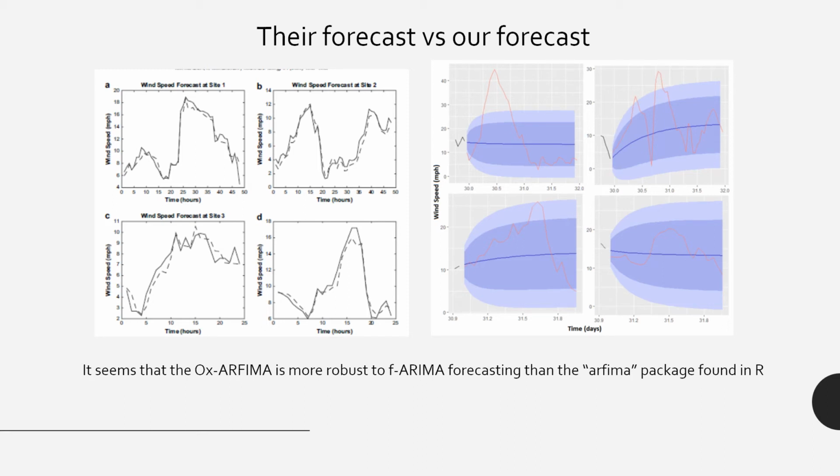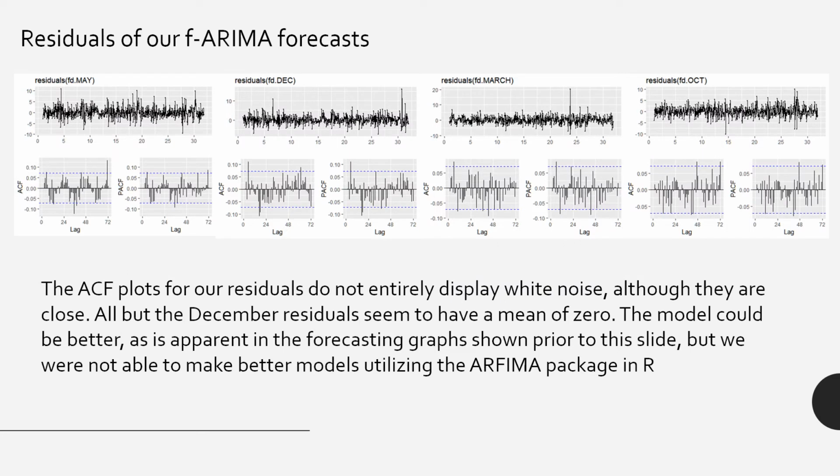We didn't notice a difference in any of the seasons for our forecasting, but again, our forecast was not nearly as strong as the forecast that they found. Since our forecast was so weak, we decided to look at the residuals for May, December, March, and October. The ACF plots for residuals do not entirely display white noise, although they are close. And then all but the December residuals seem to have a mean of 0. The model could be better, as is apparent from the forecasting graph shown in the prior slide, but we were not able to make a better model utilizing the ARIMA package in R.